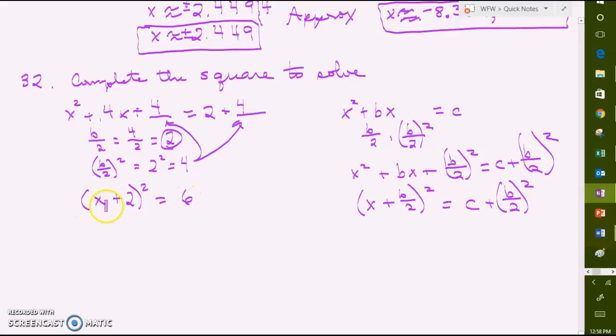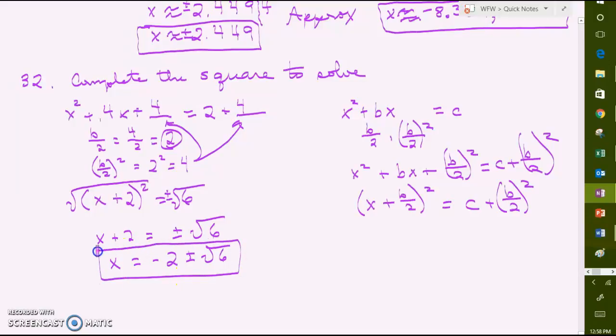Okay, now you know how to solve this. You have a square on the left and a number on the right. So all you have to do is take the square root of both sides and put a plus or minus on the right. So x plus 2 equals plus or minus the square root of 6. Subtract 2 from both sides, and you get x equals negative 2 plus or minus the square root of 6, which is a number. And so you could actually find an approximate solution, but since they don't ask us to do that, you don't have to plug that into your calculator.